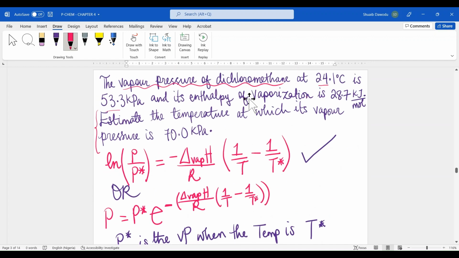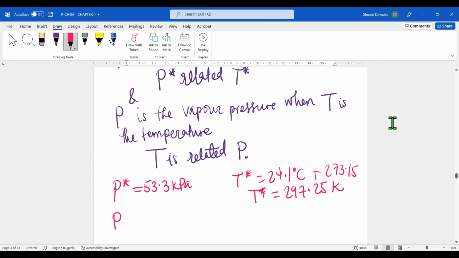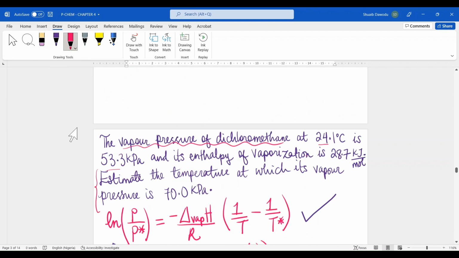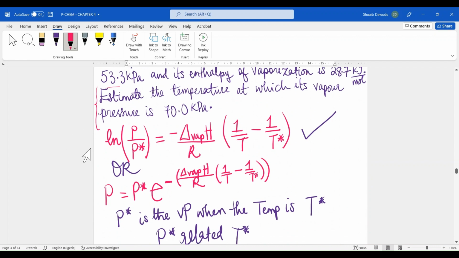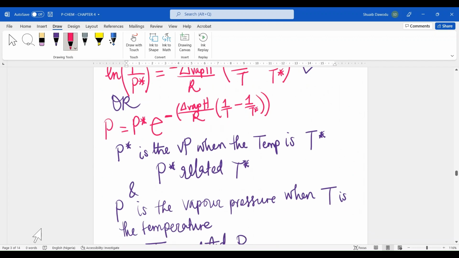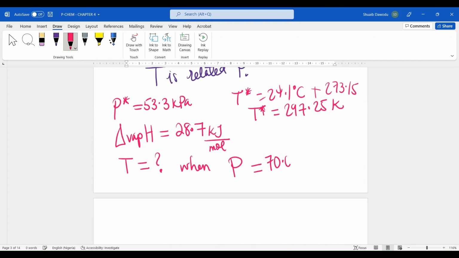We're now told the enthalpy of vaporization is 28.7 kilojoule per mole. Then the question goes further and says, estimate the temperature at which its vapor pressure is 70.0 kilopascal. So we're looking for T when the vapor pressure, you can see it's just P now, not P star, is 70.0 kilopascal. So basically we have all our stuff out.